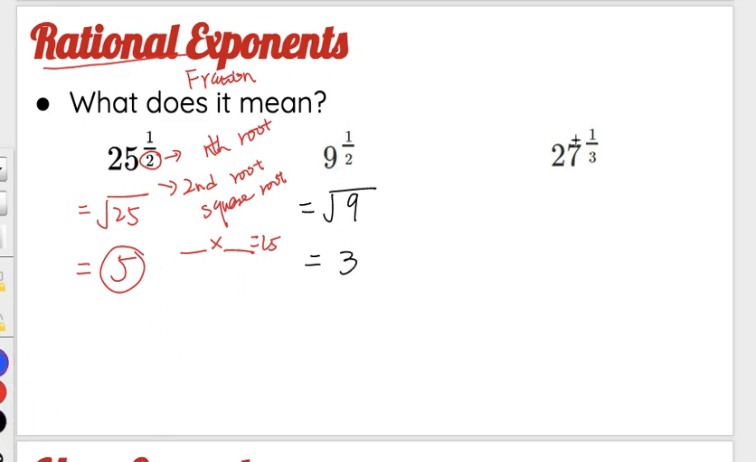Next, we are dealing with 1/3. As we mentioned, whatever the number on the bottom is, it tells us which root we are going to find. So for this one, we find the third root. Another word for it is cubic root.